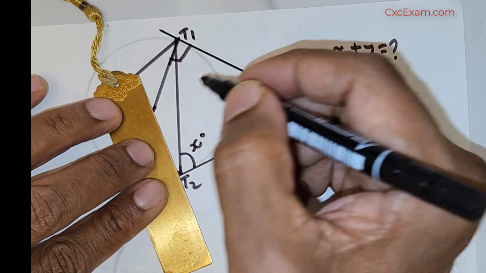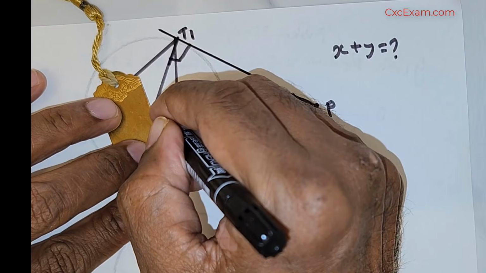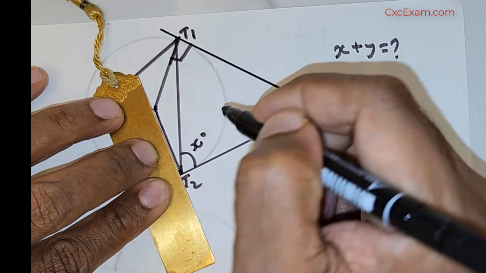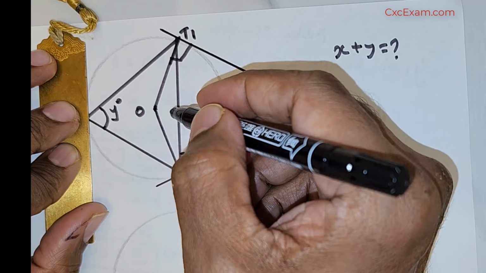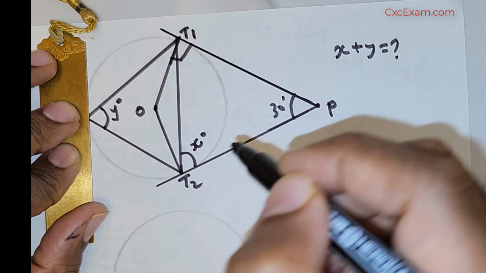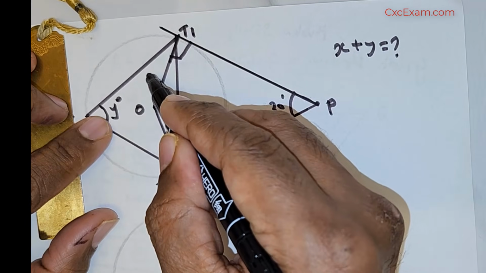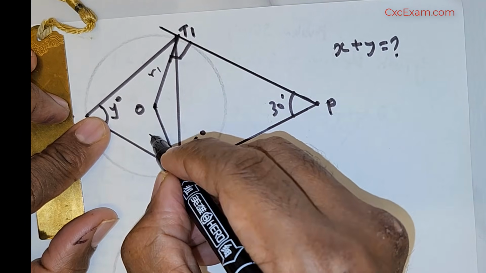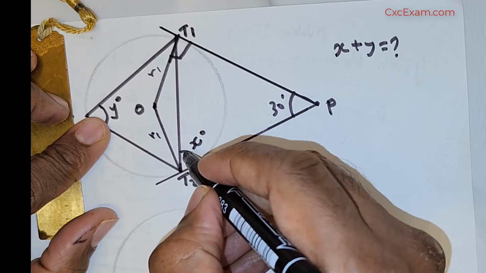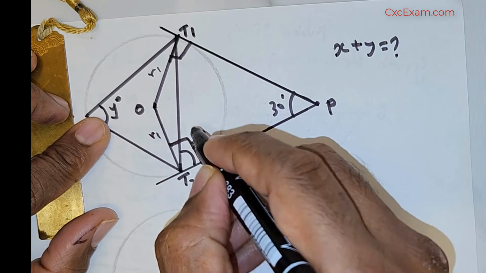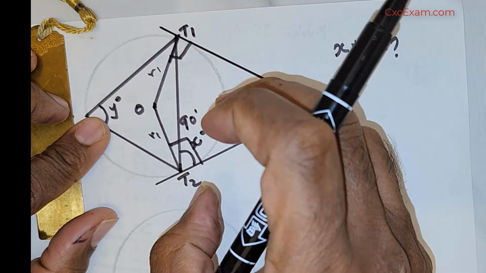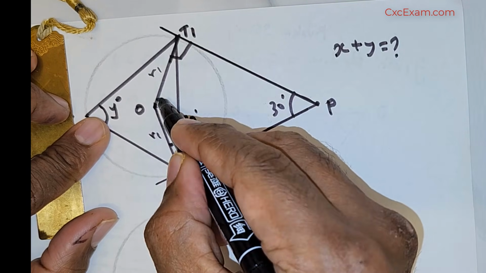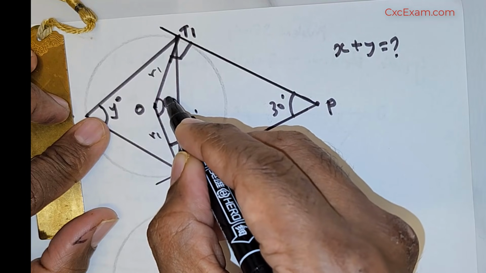I'm going to draw another line from the center point of the circle to T2. So this is also a radius. So you have R1 and this is also R1. This will also make an angle of 90 degrees. Now what I wish to do is, I would like to know this angle. Let me take it as theta.